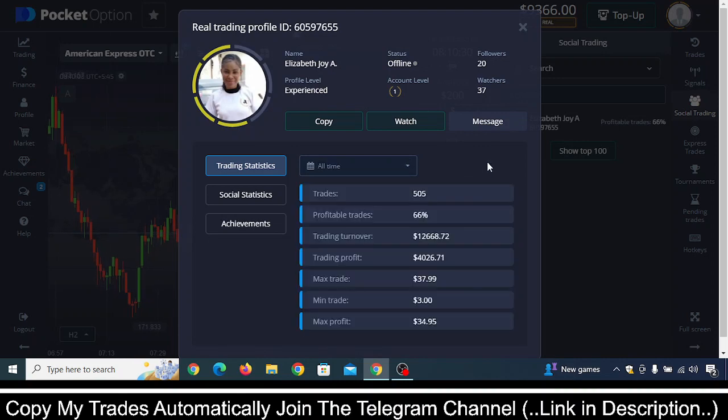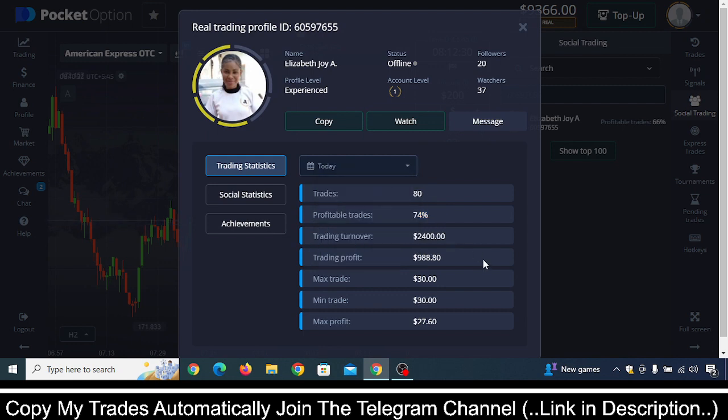So let's see in all time. Yes, it was making profit, but let's see yesterday. Yesterday she was making a maximum trade amount of $30 and a minimum trade of $4. So this account is not worth copying, because if she makes 5 winning trades of $4.50 investment and 1 losing trade of $30, her profitable trades will always be high, but she will be in loss and you will also be in loss if you copy this kind of account. Okay, but let's see today.